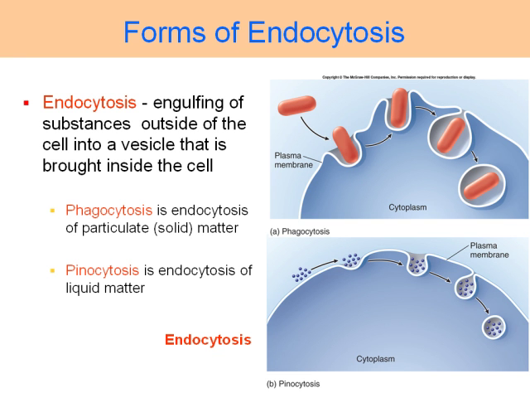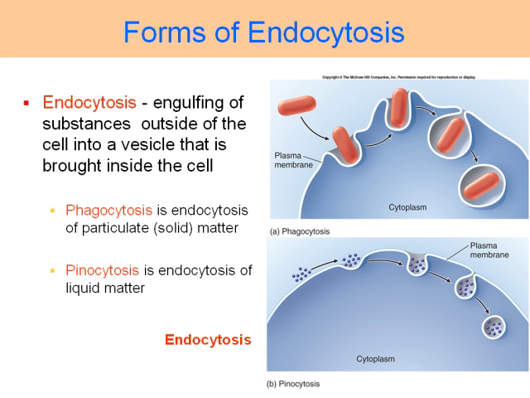We also have something called endocytosis, and this is where we have stuff coming inside of the cell. Endocytosis is where we have engulfing of substances outside of the cell into a vesicle that is brought inside of the cell. And there are going to be two main types of endocytosis. Number one is going to be phagocytosis and also pinocytosis.